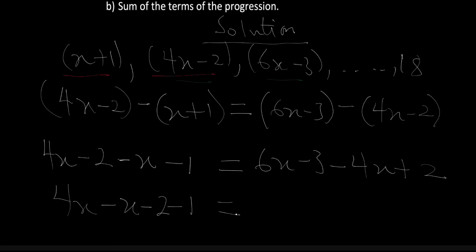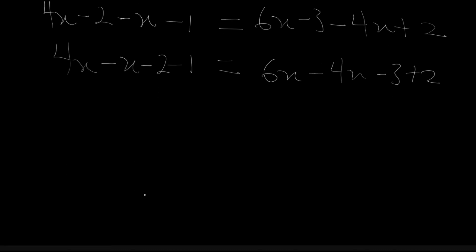We do the same thing for the right hand side. We have 6x minus 4x minus 3 plus 2. So 4x minus x is 3x. Then negative 2 minus 1 is negative 3, which should be equal to 6x minus 4x is 2x. And negative 3 plus 2 should be equal to negative 1.